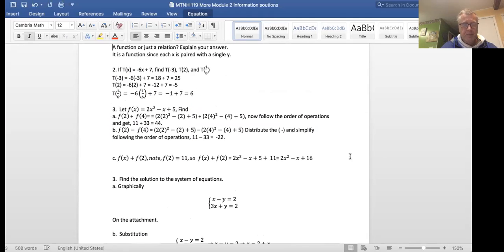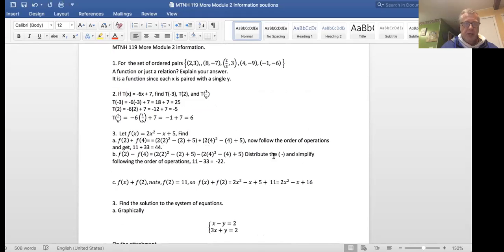Get all queued up. So the first thing we see is we have a question that deals with functions. There are going to be lots of questions that deal with functions in this test. Okay, so we have a set of ordered pairs. Remember, the x's are the domain values and the y's are the range values. To be a function, every x has to have only one y pairing. In other words, if an x is paired with two different y's, it's not a function.